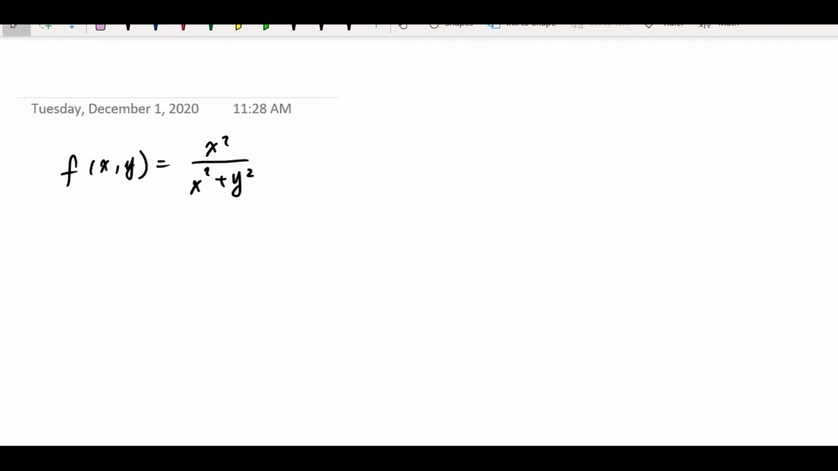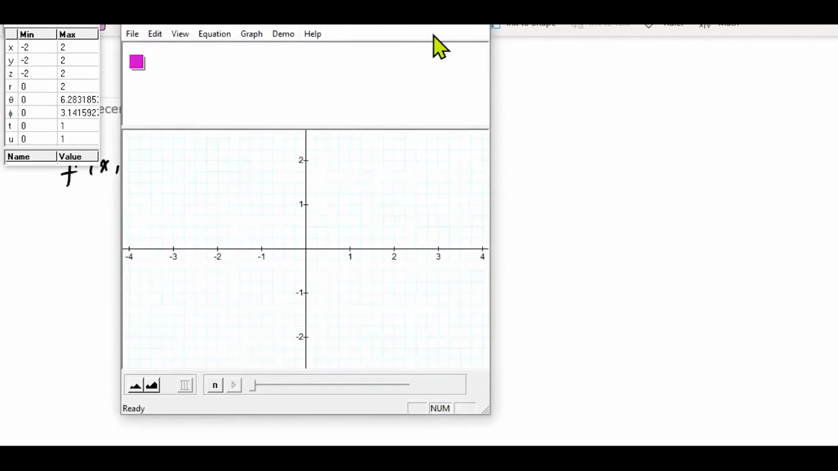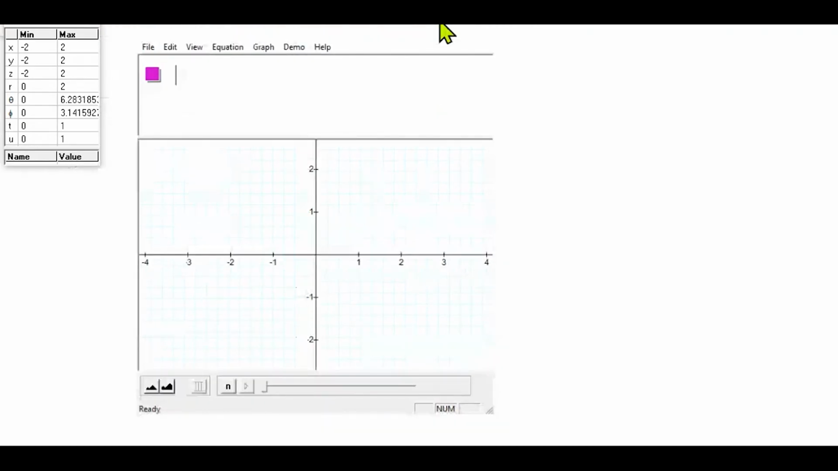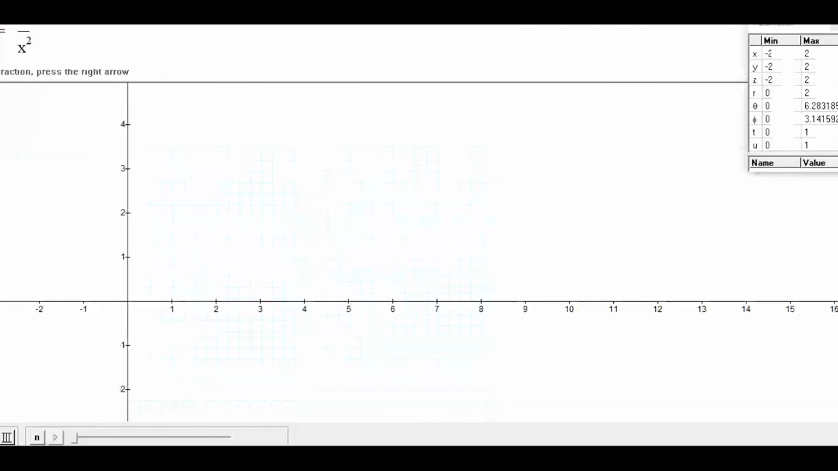Yeah, let's do that because I have this thingy. Let's try to graph this thing. So I have z is equal to x squared over, no, not like that, outside, over x squared plus y squared. This is so difficult.